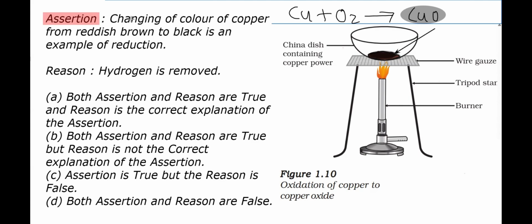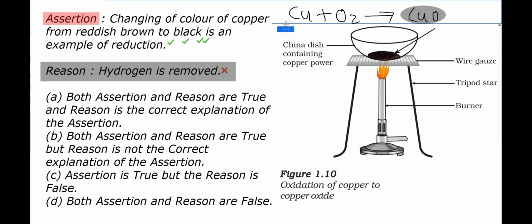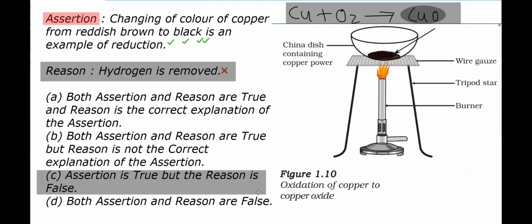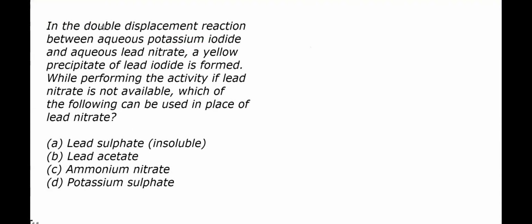So assertion is definitely correct. We say assertion is correct. But then the reason we should say wrong. As I can see, they're saying that hydrogen is removed. Well, there is no hydrogen here, right? We can see that in the reaction involved, there is no hydrogen involved. Neither is it a part of reactant or product. So assertion is correct, but the reason is false. So what's that option? Assertion is true and the reason is false would be option C in this case.